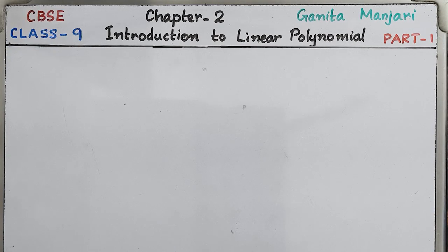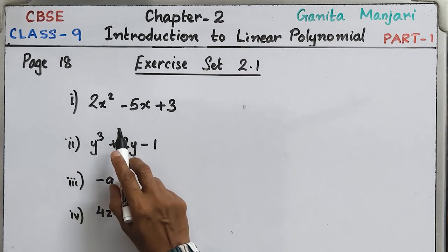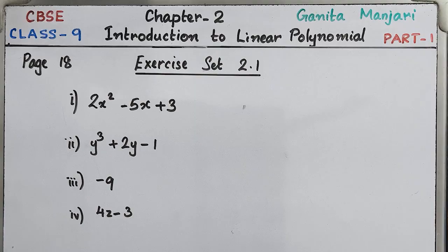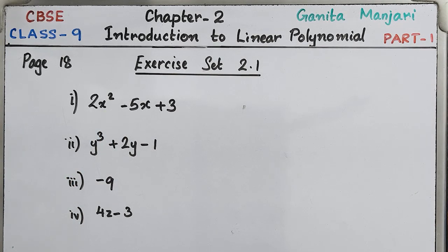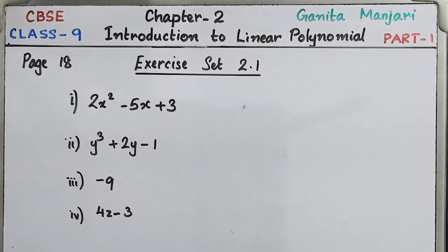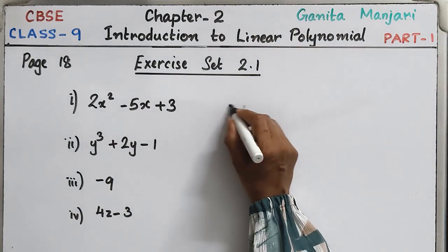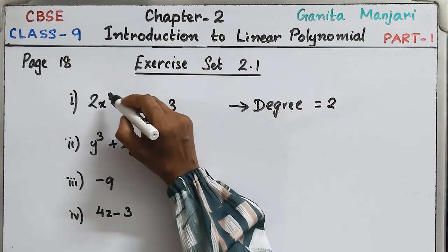Now let's discuss exercise set 2.1 from page number 18. Our first question is: find the degrees of the following polynomials. Here 4 different polynomials are given. First polynomial is 2x square minus 5x plus 3. Here the variable is x and the power of the variable in the first term is 2, second term is 1 and the third term is 0. So the highest power is the degree of the polynomial. So in this case, degree is equal to 2.